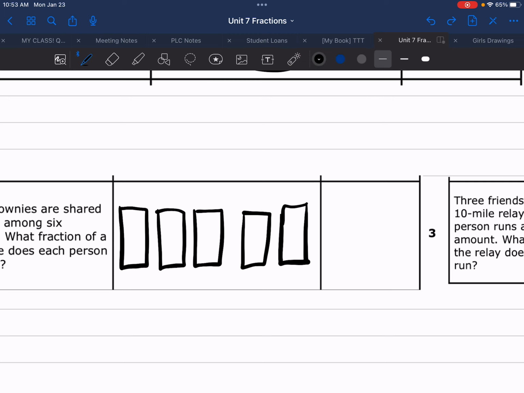Okay, let me try again. 1, 2, 3, 4, 5, 6. Okay. So in order to get 6 equal pieces, I need to draw 1, 2, 3, 4, 5 lines, not 4. 1, 2, 3, 4, 5. Okay, I could have drawn those a little more equally.